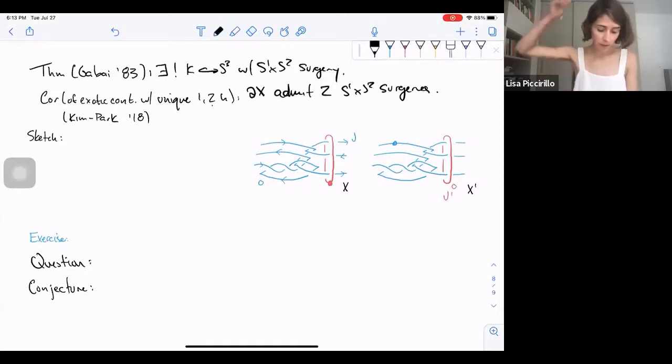Reference comment: the existence of 3-manifolds that admit multiple S^1 times S^2 surgeries was also proven independently, and without reference to exotic contractible 4-manifolds at all, by Kim and Park in 2018.